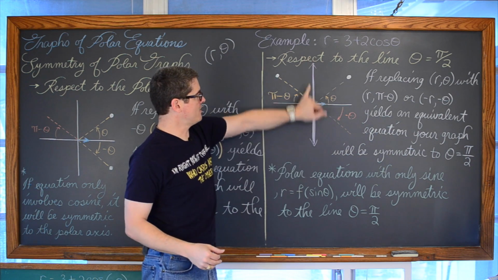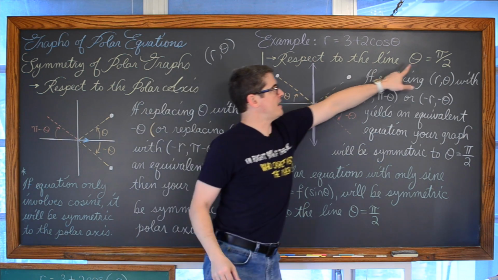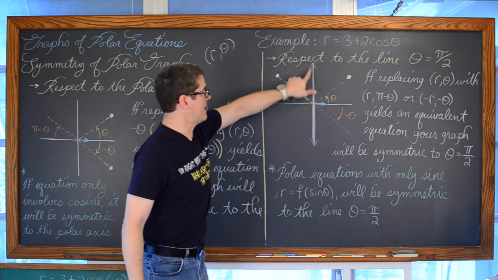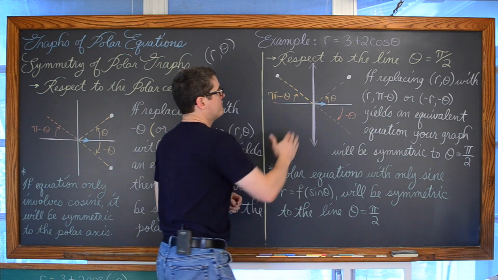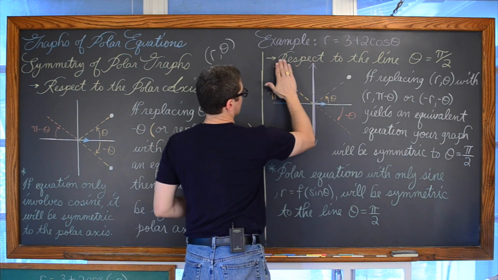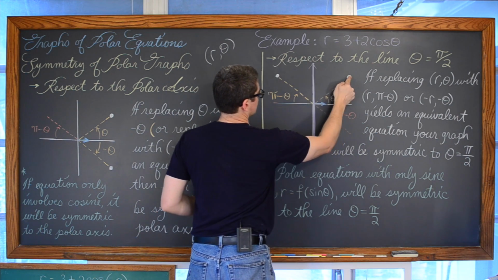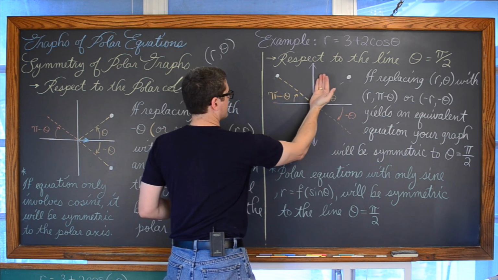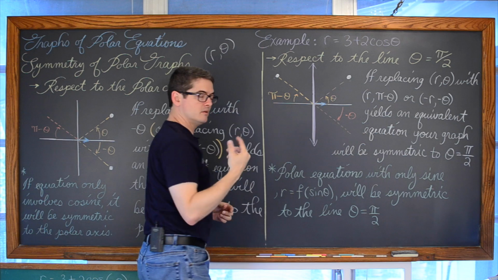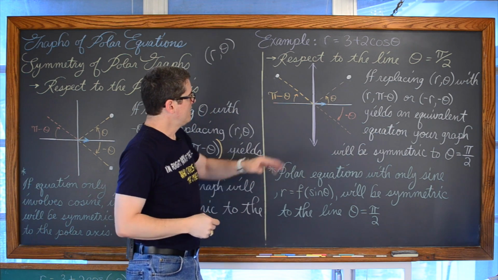I don't care how far each of these points are. There's no value of r in this equation, just theta. They have to be a rotation of 90 degrees or pi over 2 radians. So we have a symmetry to this line. That means we have a reflection. Every point to the right, I guess you could say, is going to have a reflection to the left, or if you fold the graph on that line, they're going to line up with another point on the graph.